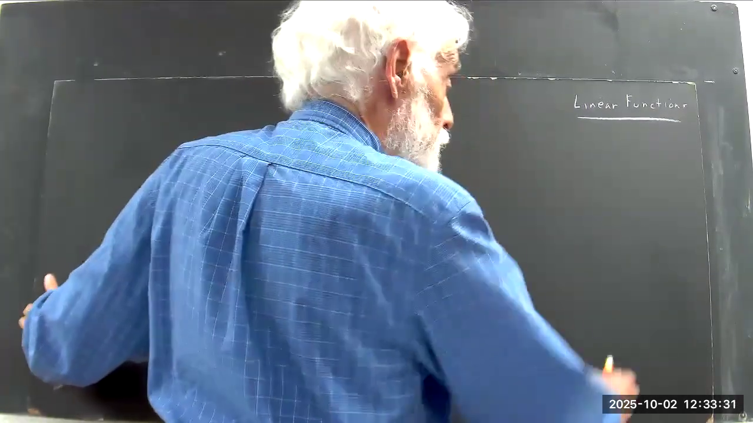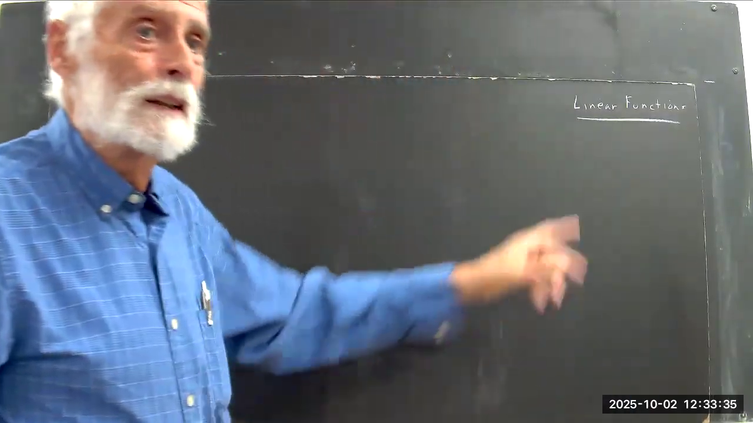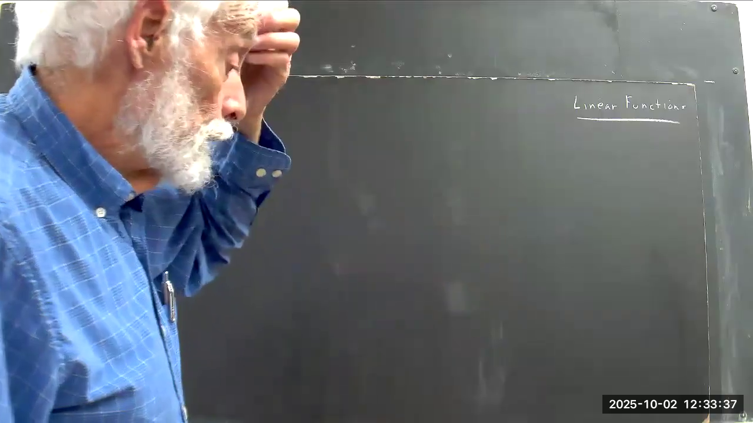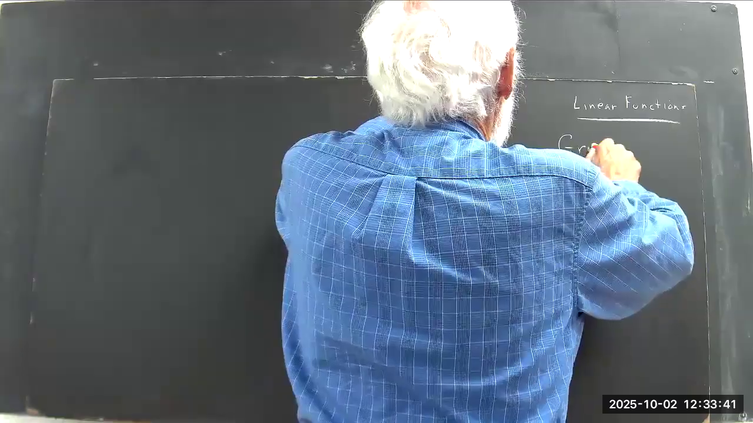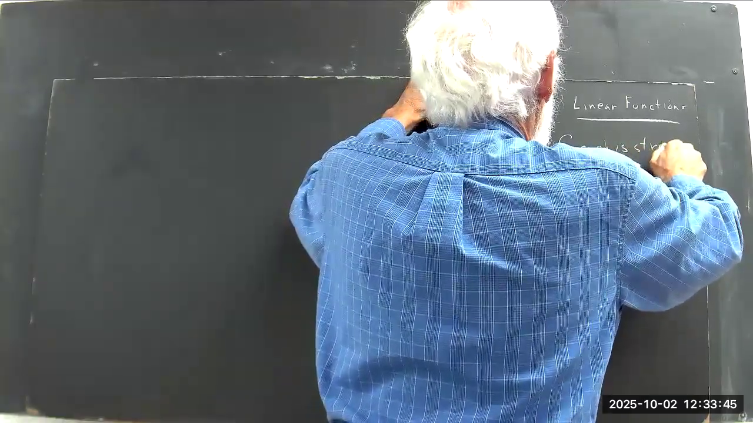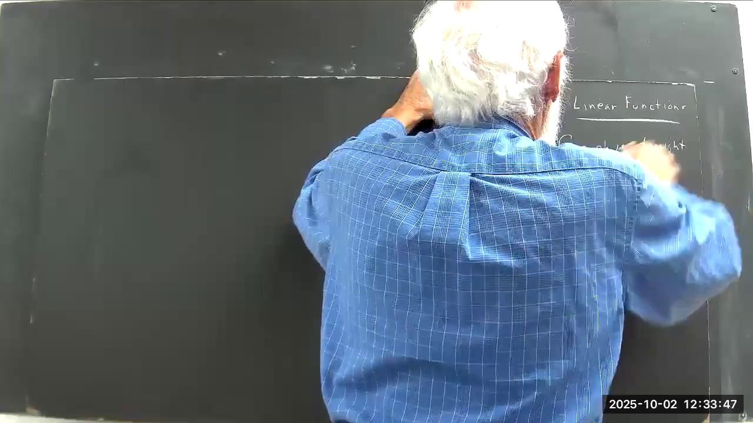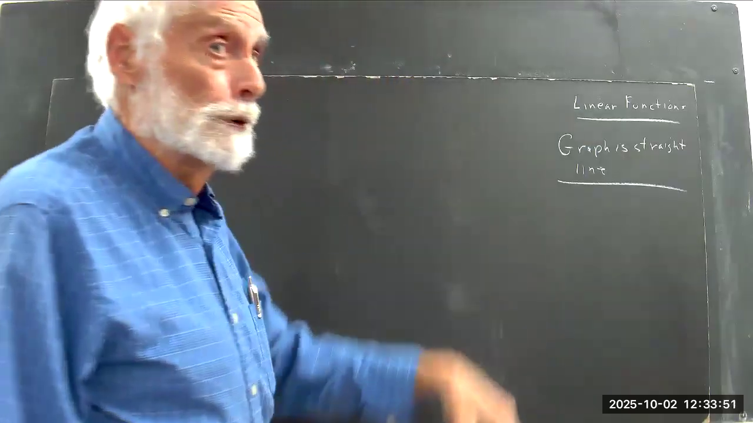Okay, let's see, we got this in, everything's visible, okay. Let's talk about linear functions. The graph is a straight line.